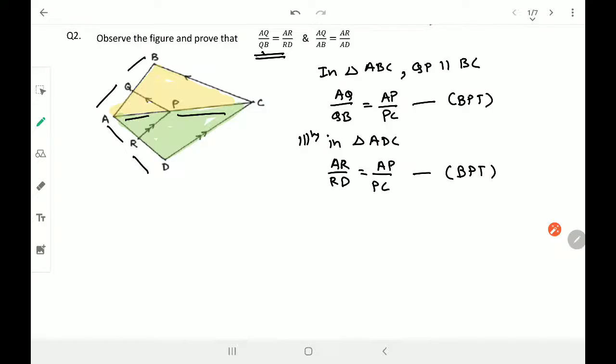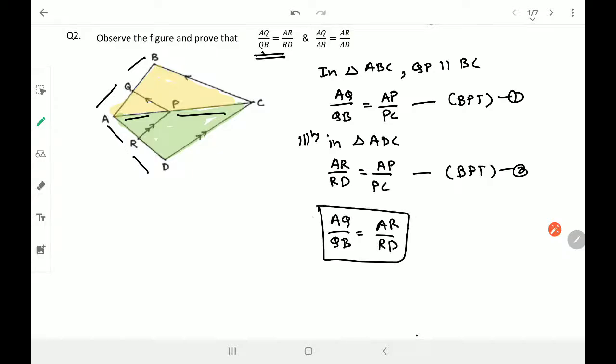Simple. Now if I take this as equation number 1 and this as equation number 2, if you look at equations 1 and 2, you get that one side of the equation is the same. The other one is going to be the same. So from equations 1 and 2, AQ upon QB is equal to AR upon RD, which is the expected result as the first one.